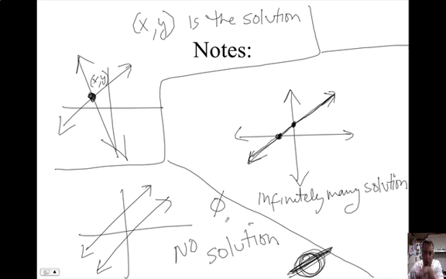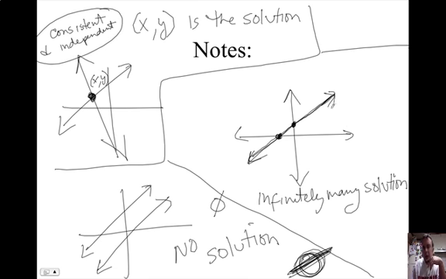Alright, so those are 3 things. If I said solve the system, you would write one of these 3 things. This is a solution, there's infinitely many solutions, there's no solution. But if I said classify, this right here is consistent, and is it dependent or independent? Well, when it's one solution, it is independent. If I said classify, you would write this.